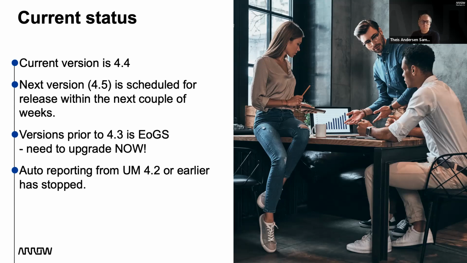All right. And as mentioned on this slide, auto reporting for older versions of usage meter, 4.2 and earlier, has stopped. So you would not be able to auto report from these old versions. That could also be a reason why you're not auto reporting, but then you need to upgrade, because everything below 4.3 cannot be used anymore. All right. Moving right along, and thank you so much for answering.